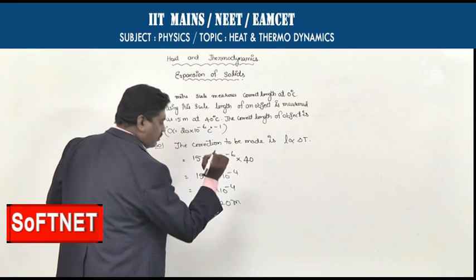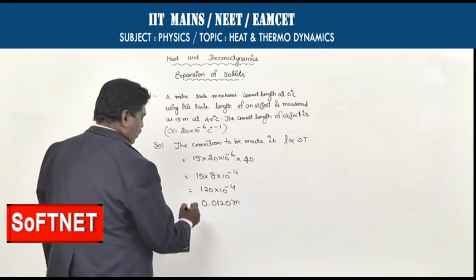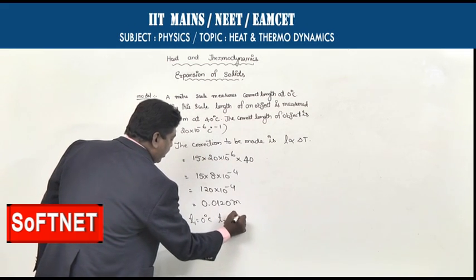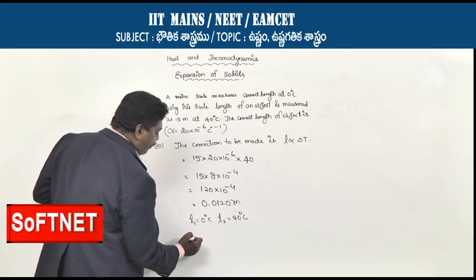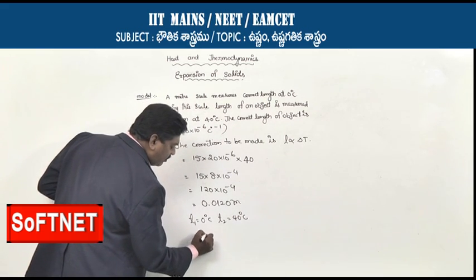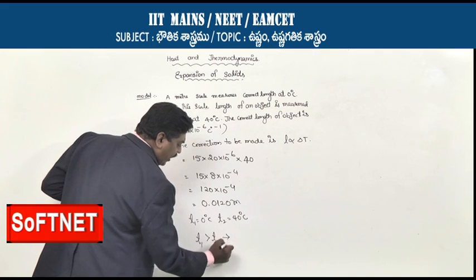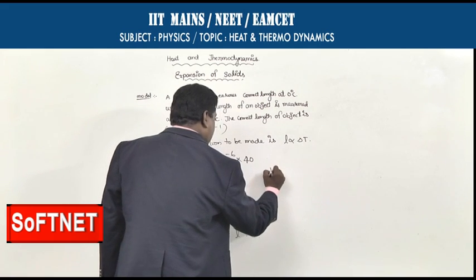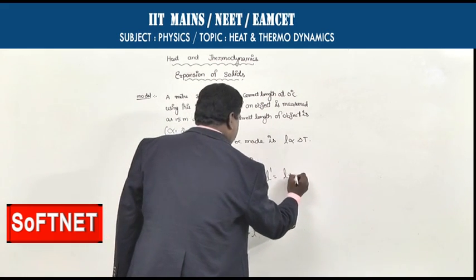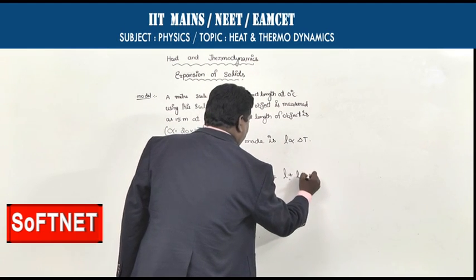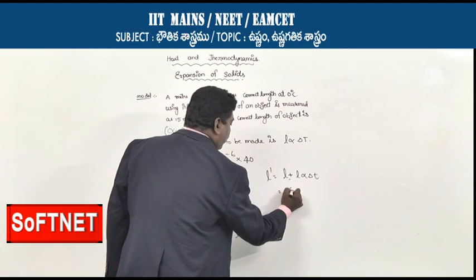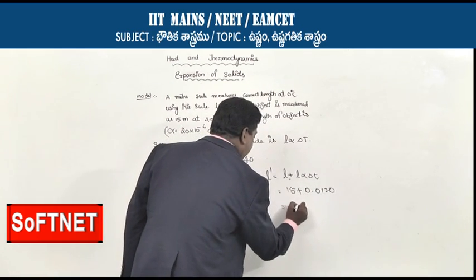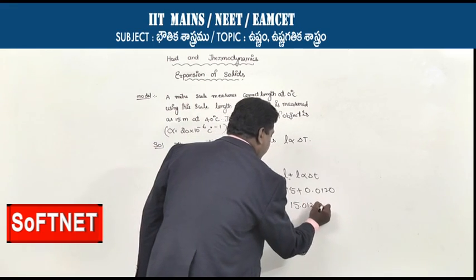or 0.0120 meters. Now, the initial temperature T1 is 0 degrees Celsius and the final temperature is 40 degrees Celsius. So, actually what happens here is T2 is greater than T1, which implies L dash is greater than L. So L dash equals L plus L alpha delta T, which equals 15 plus 0.0120. We get the result as 15.0120 meters.